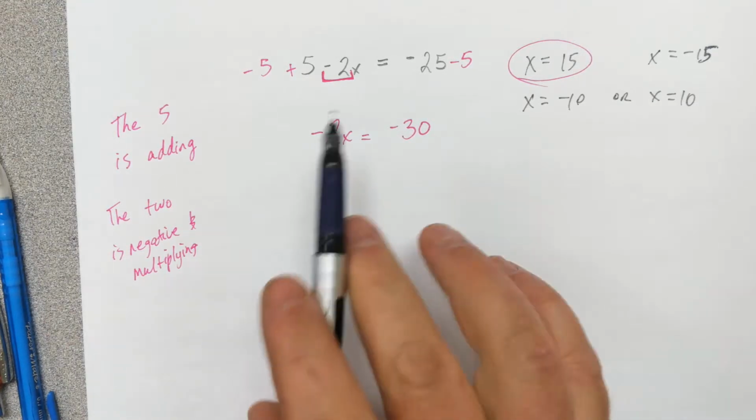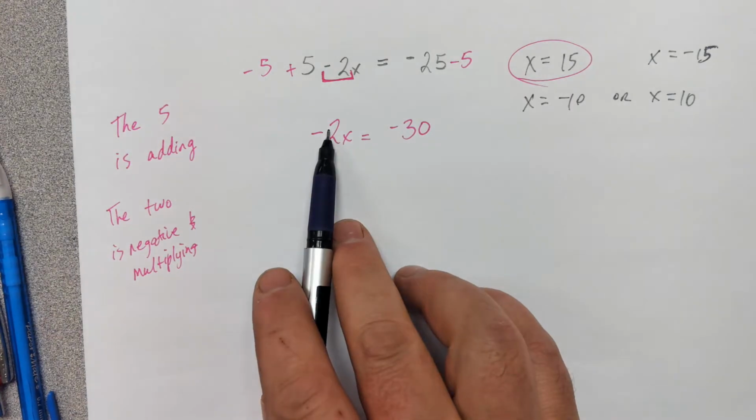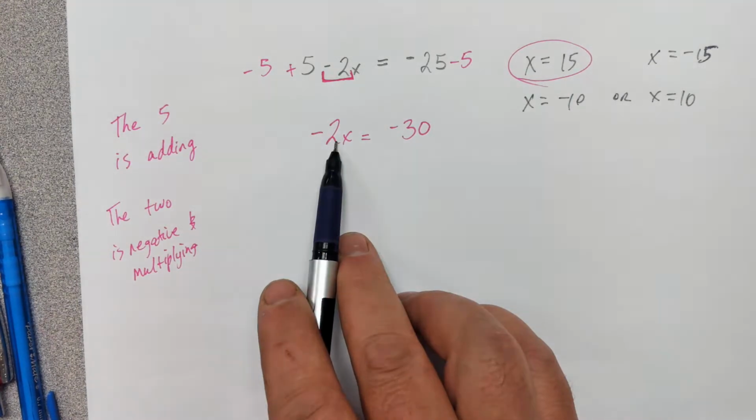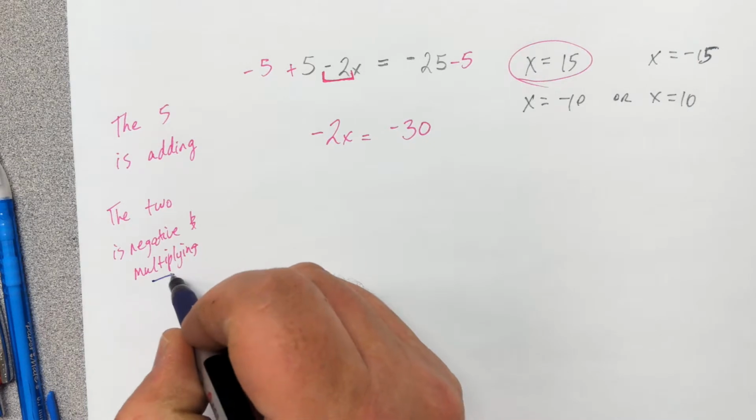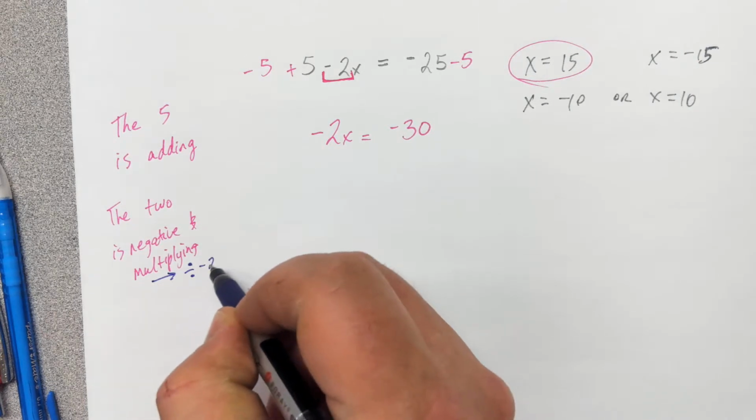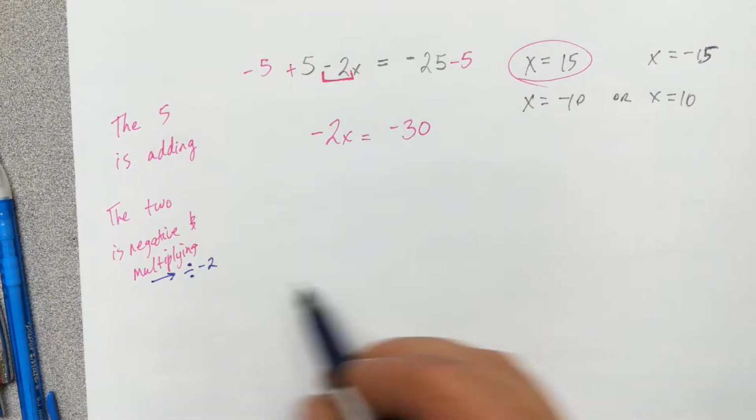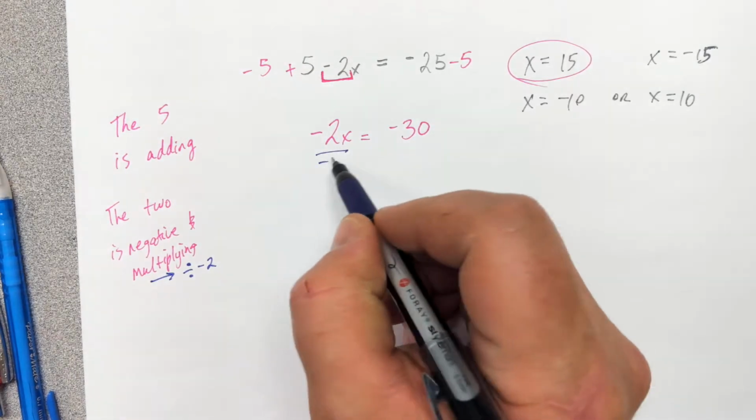All right. Now I have to do the opposite of multiplying by -2. I'm going to divide. So the opposite of this is going to be division by -2. And the way we do that is we actually do it as a fraction, like that.